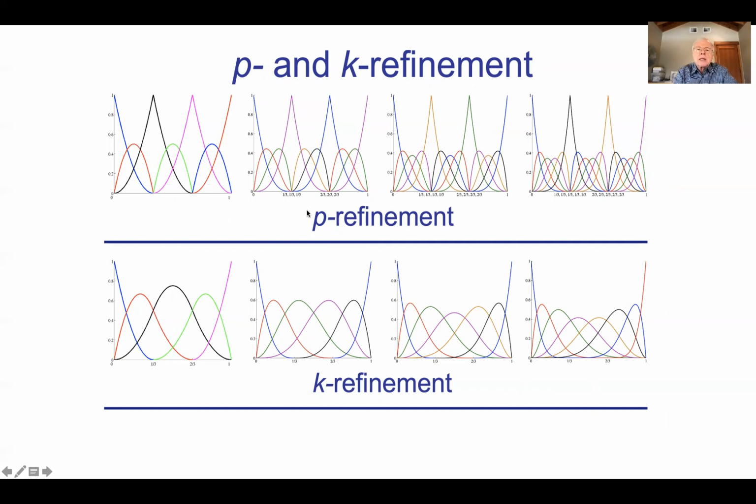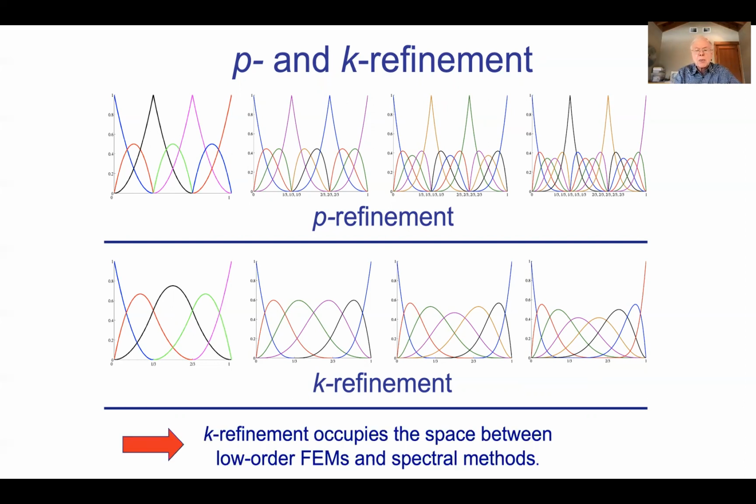You elevate the polynomials from quadratics to cubics to quartics to quintics, and you get more and more functions, as you can see. And in K refinement, again, you keep the mesh the same, the order of approximation the same for pairs here. But as you refine, you increase the continuity and you get many fewer functions, as you can see. If you take that out to a big mesh, it's quite dramatic, the increases.